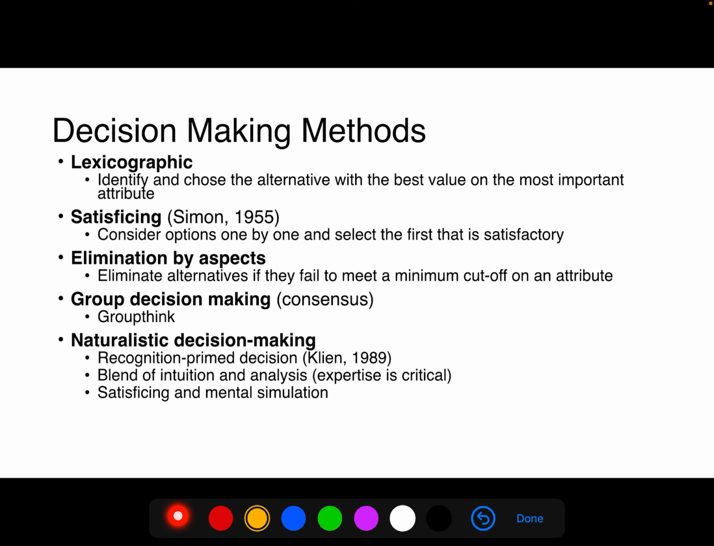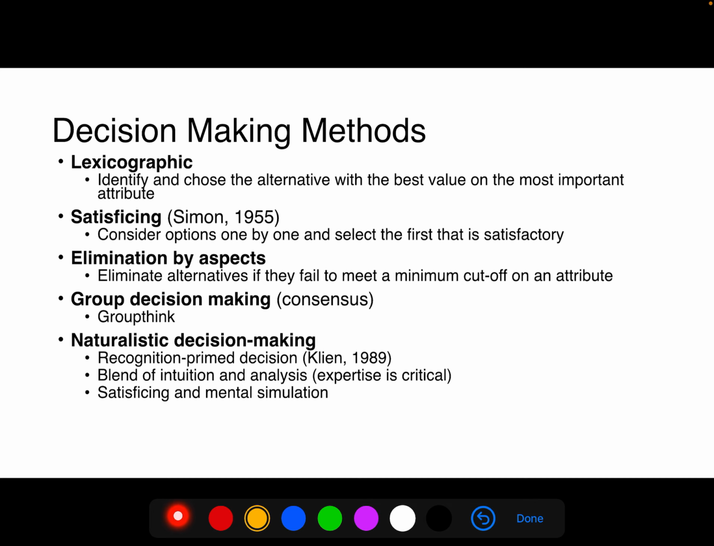So, different decision-making methods. These are different than the models. The models are trying to explain all of decision making. This is how we're actually doing that. So you can employ these methods within a model. Kind of weird, but hopefully it will make more sense. So next graphic: we're identifying and choosing alternatives with the best value on the most important attribute.